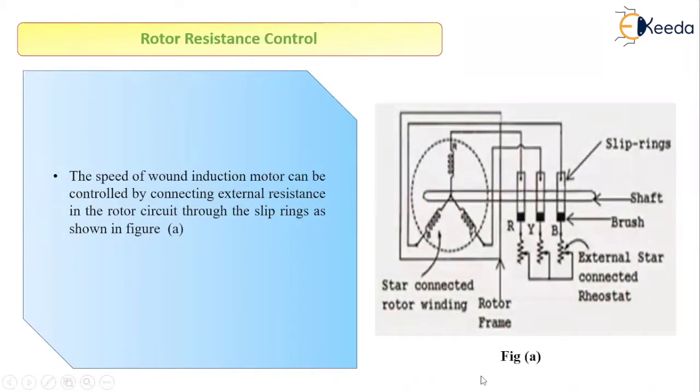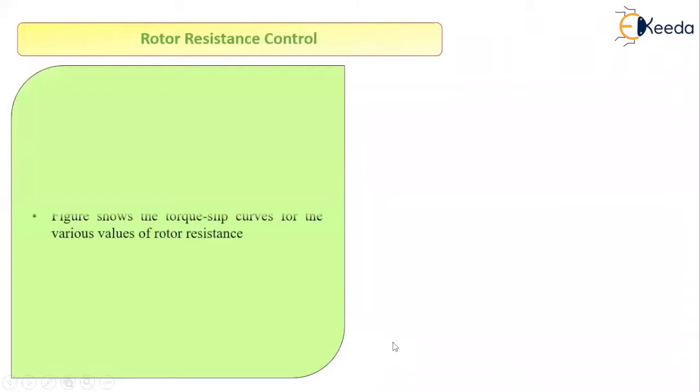This we have already seen in the construction of three-phase induction motor, which consists of wound rotor or the slip ring rotor. The rotor already has the slip rings, and at the end of the slip rings, the external resistances are connected. So by varying the resistance, it is very easy to control the speed of the induction motor. Let us see how. This type of method is only applicable for the slip ring induction motor and not for the squirrel cage induction motor.